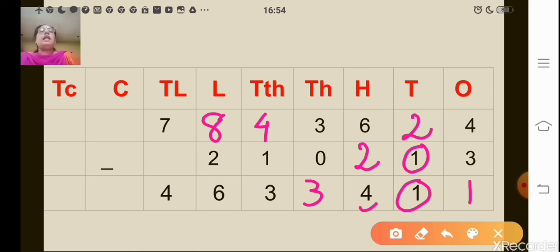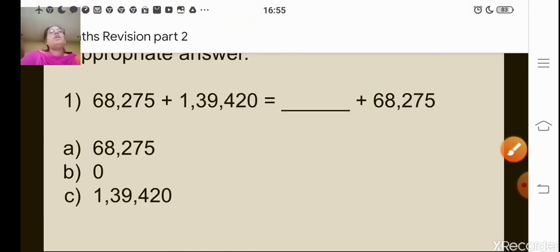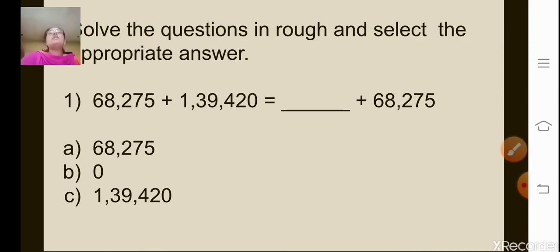Then here in the 10 lakh place, you have to find the subtrahend. So you will subtract 4 from 7. So this will be 3. Yes. So this is how you have to find the missing digits in a subtraction sum. Now based on this, let us solve some questions.